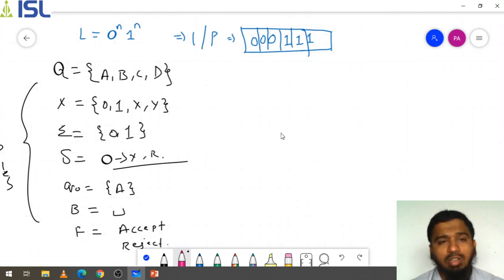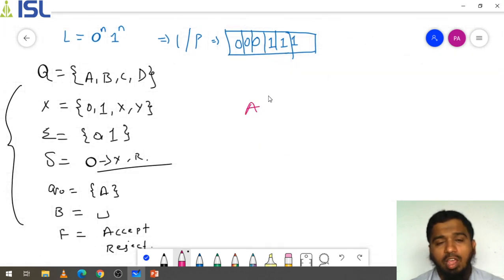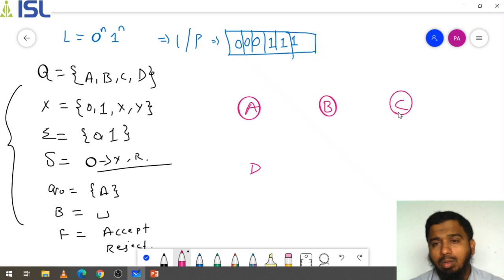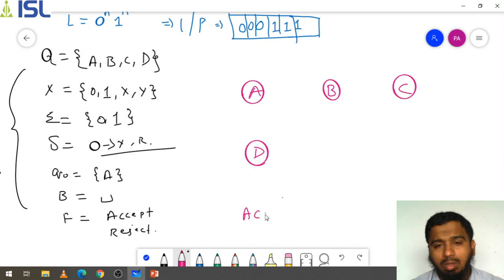So how many states do we have? A, B, C, D. First one, second one, third one, fourth one, and one more will be there, that is accept. I am writing only accept here, I am not writing reject.